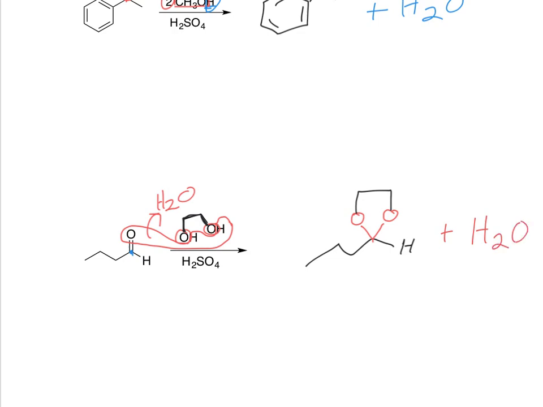And remember, for both of these, if we wanted to go back the other way, what we could do to remove these groups is use water with some acid. So water and HCl works really well. And that's because acetals are commonly used as protecting groups. So this is a good way to deprotect and go back to your starting material.